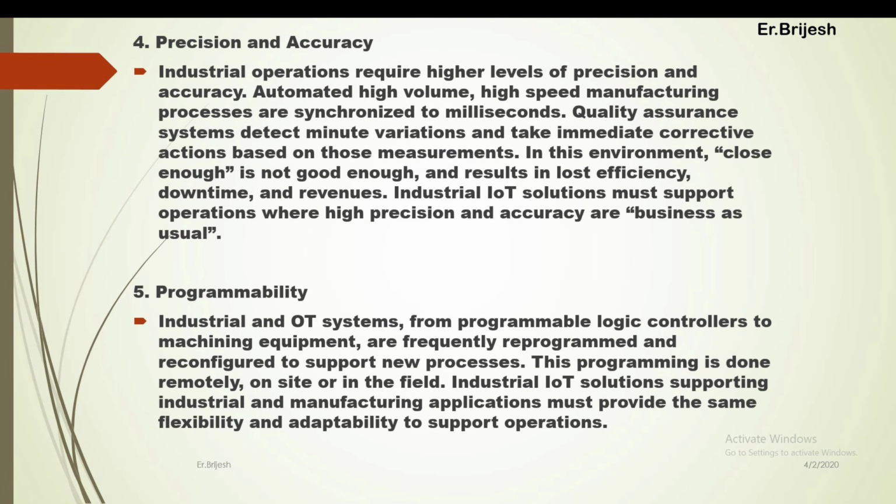Fourth point is precision and accuracy. Industrial operations require a higher level of precision and accuracy. Automated high volume, high speed manufacturing processes are synchronized to milliseconds. Quality assurance systems detect minute variations and take immediate corrective actions based on those measurements. In this environment, close enough is not good enough and results in lost efficiency, downtime, and revenues. Industrial IoT solutions must support operations where high precision and accuracy are business as usual.